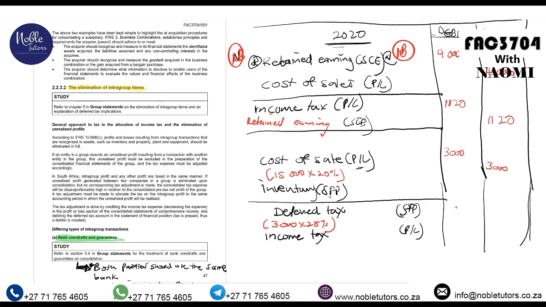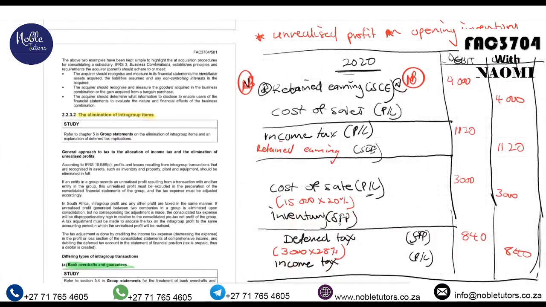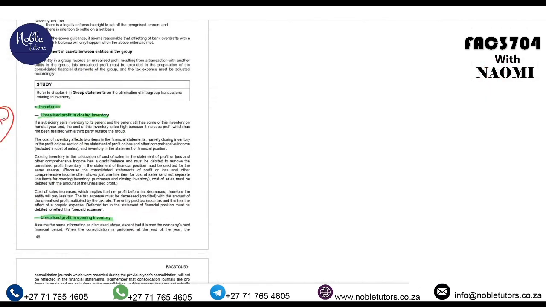Okay, so this is 840. All right, and that's about it. That's how you do it. All right. So I showed you the opening unrealized profit in opening inventory, mainly a reversal of the closing balance of last year. And I've also shown you twice how to do the unrealized profit in closing inventory. All right, so with inventory, it's basically out of the way.